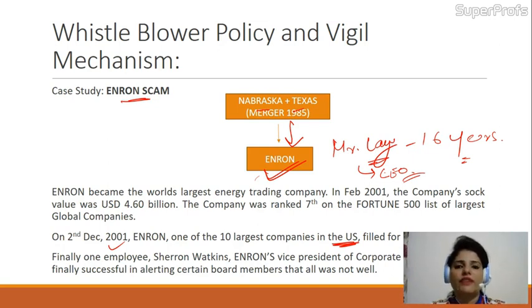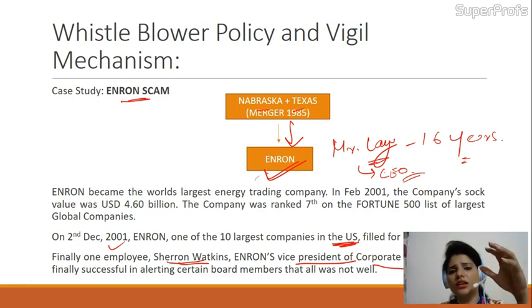At that moment, when the company filed its bankruptcy suit, one employee, Sharon Watkins, the Vice President of Corporate Development, finally became successful in alerting the board of directors of Enron about the wrongdoings of Mr. Lay over a period of time, how his unethical practices had made a company that no doubt rose to a very, very high level but also faced a very bad downfall, and that was only because of the wrongdoings of Mr. Lay.